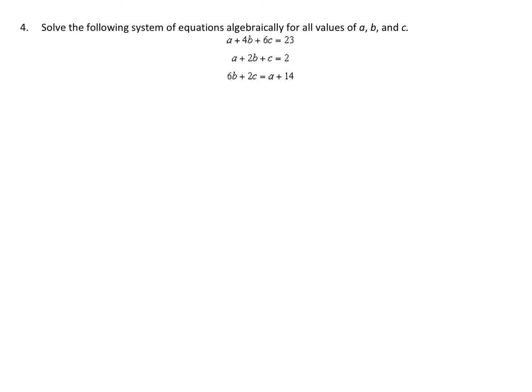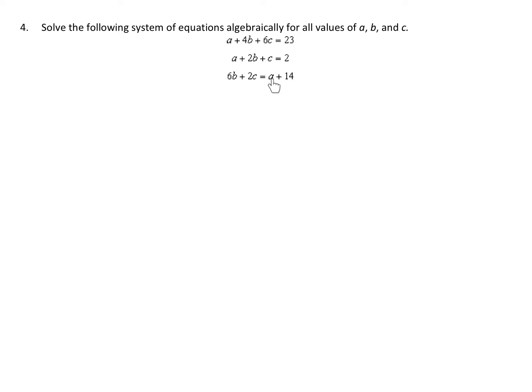Okay, so it looks like in number 4 we have a system where we have 3 equations in 3 variables. The first thing we want to do is, if you notice, these equations aren't all in the same form. See how this equation goes A, B, C, and then equals a number? Well, we need to first rearrange this equation.